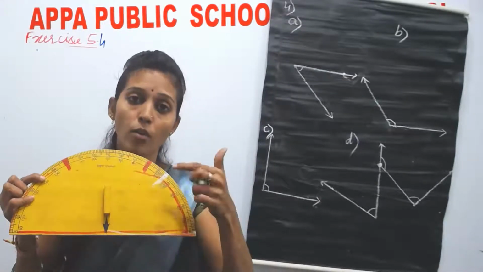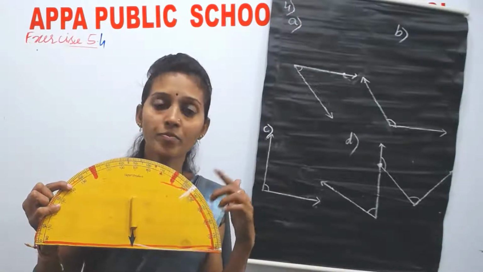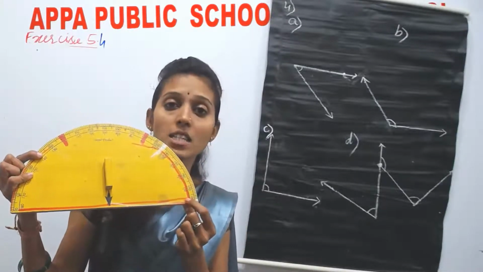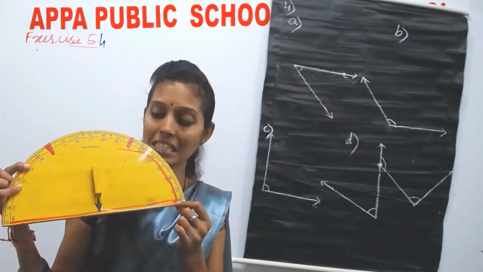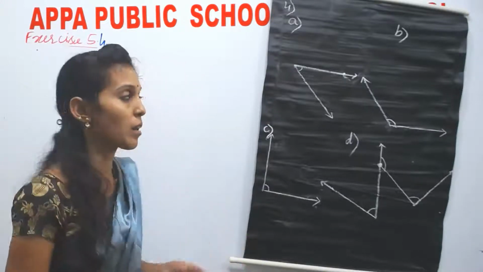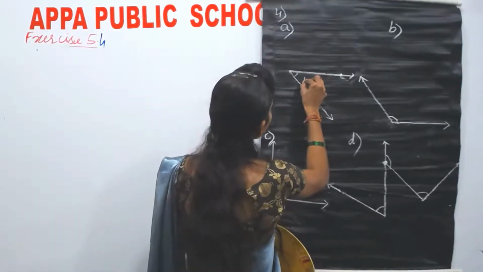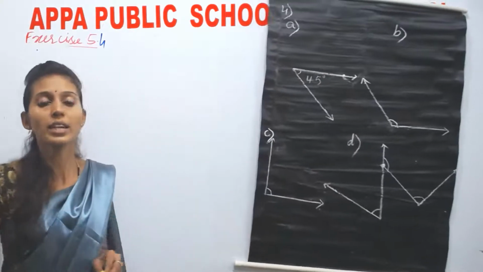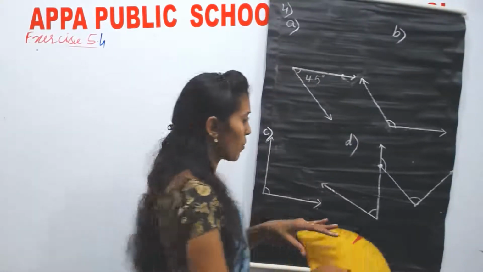Which is it, 45 or 135? The baseline was here. Where is 0? 0 is inside, so we have to refer to the inner scale. That means 45 is our angle measurement. So how much? It is 45 degrees. Right? Next one.